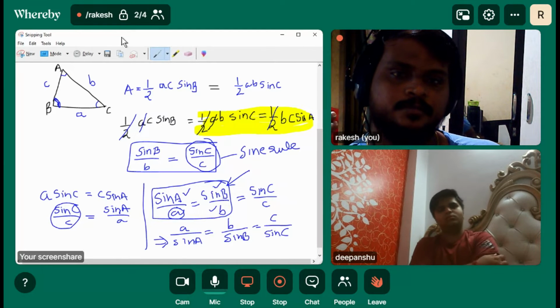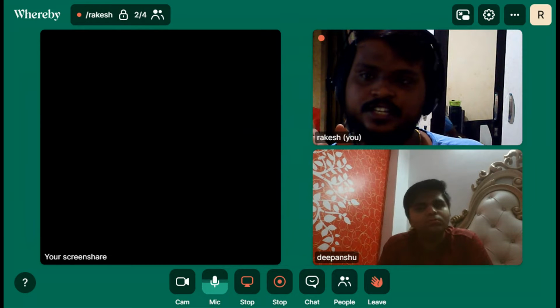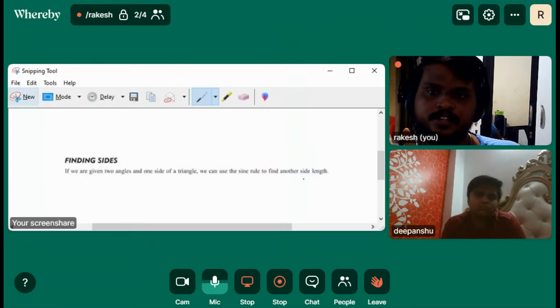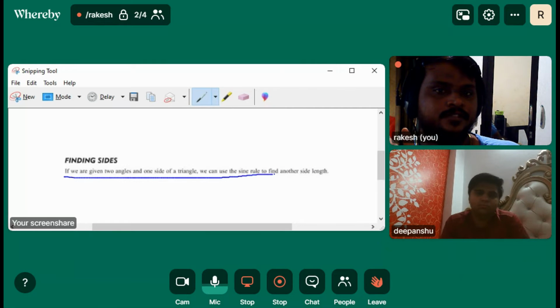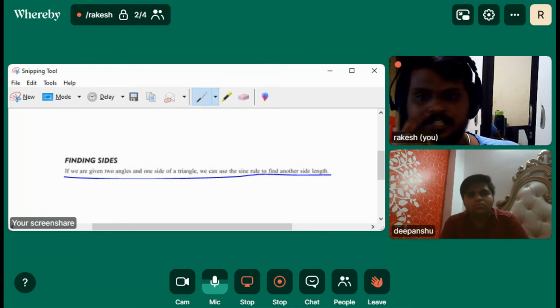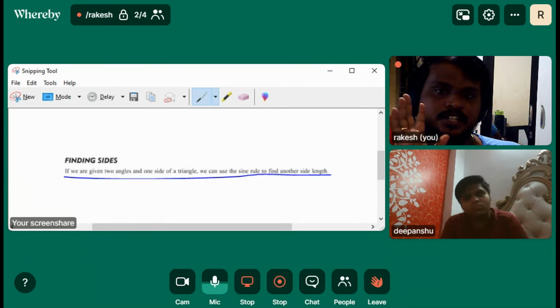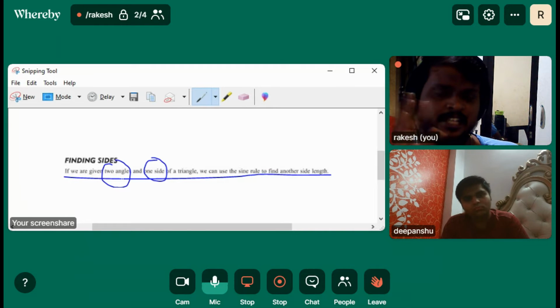By directly applying the sine rule, you can understand the next question. A question based on this will come like this. Finding sides: if we are given two angles and one side of a triangle, we can use the sine rule to find another side length. So this is the advantage. If we are given only three things, two angles and one side, or any combination of that, we can find all the other three. There are six components of a triangle, right? Three internal angles and three sides. So if we are given any three, we can find the other three.